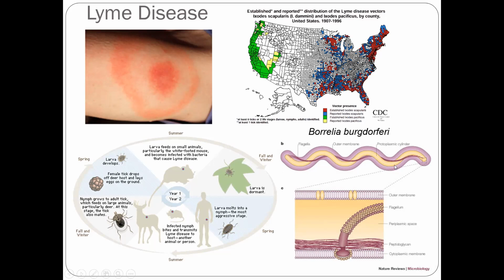It looks like asexual filaments, with endoflagella and no cell wall structure. So we have to observe this under a dark field microscope. This is called Borrelia burgdorferi. This pathogen, this spirochete, causes Lyme disease.